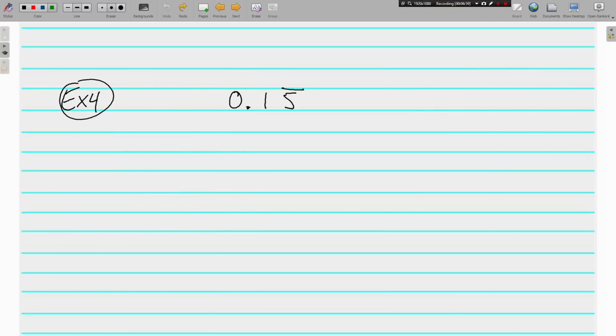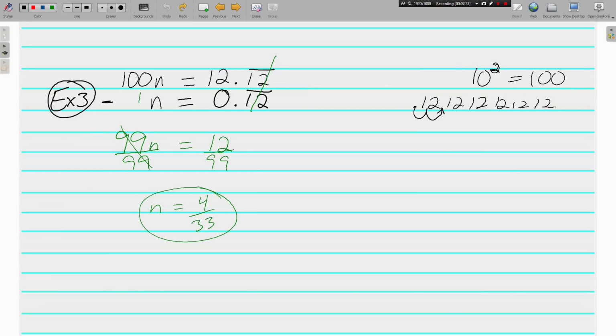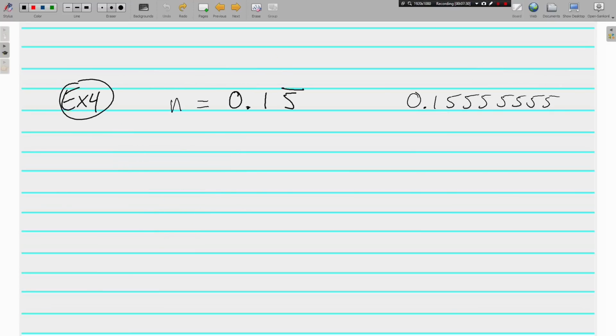Alright, next example. This one's a little different. If you'll notice, there are two digits in this number, 0.15 repeating, but the bar is only over the 5, so it's just the 5 that repeats. It's not 151515. Look at the last one. The last one was 1 2. We're both under the bar, so we repeated 1 2 1 2 1 2. See the difference? There's one number underneath the repeating bar, so we're going to multiply both sides by 10 to the first power.